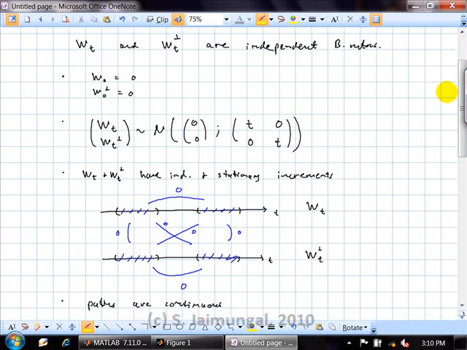And we'll use these uncorrelated Brownian motions to build correlated Brownian motions, which will then be used to drive asset prices that are correlated. Okay? That's what our goal will be.